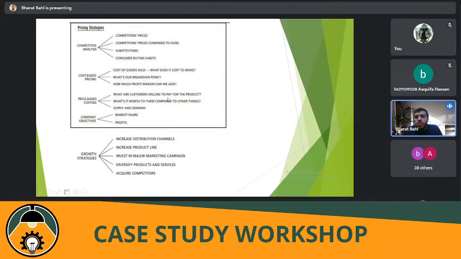So what are the customers willing to pay for the product? And अगर हम उसको दूसरे चीज़ों से compare करें तो कितनी pricing में है? And what is the supply and demand dynamics like? These are all the things which need to be considered. Now further, if we want to grow, how do we grow? एक ग्रो करने का तरीका क्या हो सकता है?